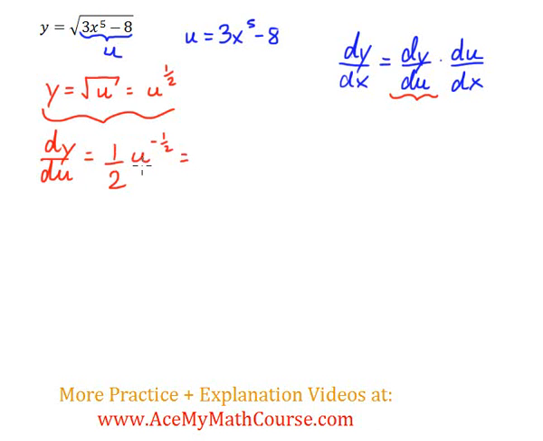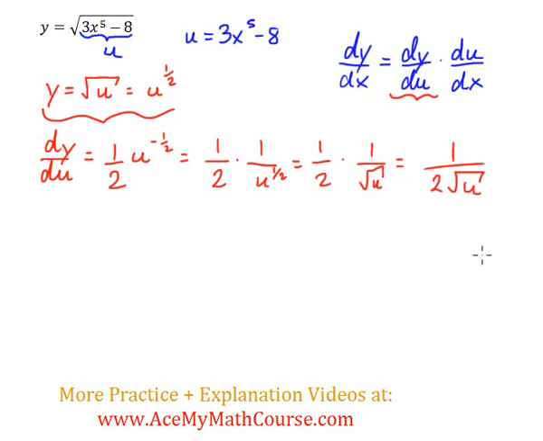And, well, now a little bit careful with this. What does this correspond to? I can rewrite this. Well, that corresponds to 1 over u to the half, which is the same thing as 1 over the square root of u. So I can just rewrite this whole thing. 1 times 1 is 1 over 2 times the square root of u. So that's dy over du.